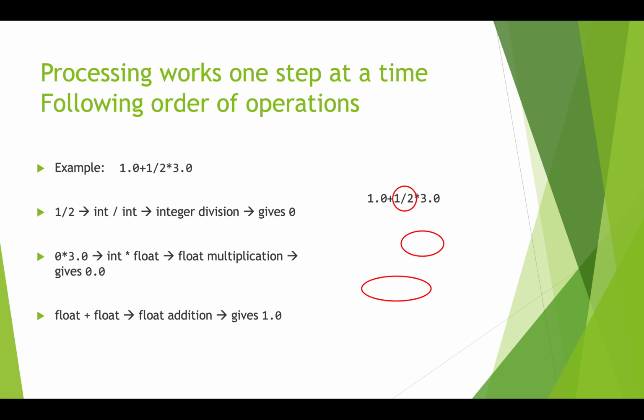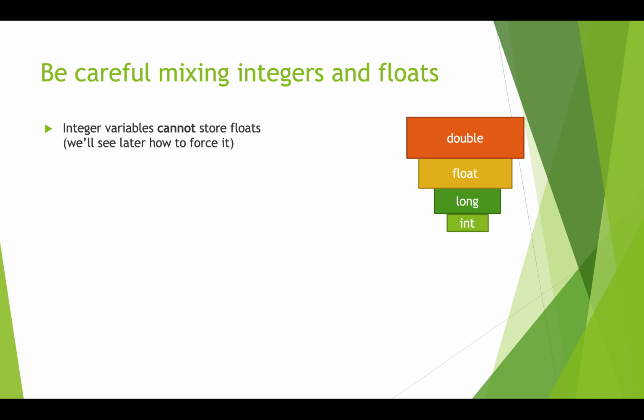So in terms of the order of operations, we're doing integer division, and then we're doing float multiplication because one of these is a float, and then we're doing float addition because both of these are floats. And that will end up giving us a float result. So you want to follow carefully and understand the order of operations, and also for each operation, what type the result will be. We of course want to be careful mixing up integers and floats.